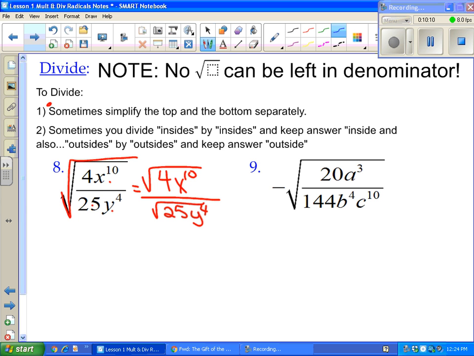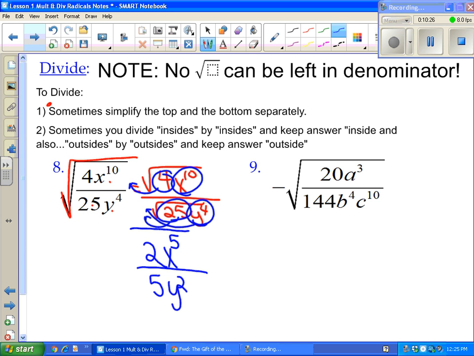So on top, square root of 4 comes out as a 2. X to the 10th divided by 2 comes out as x to the 5th. And then the denominator, square root of 25, comes out as a 5. And y to the 4th, dividing by 2, comes out as y to the 2nd. That is as simple as it gets. X is on top, y is on the bottom, and 2/5 is my numbers in front.